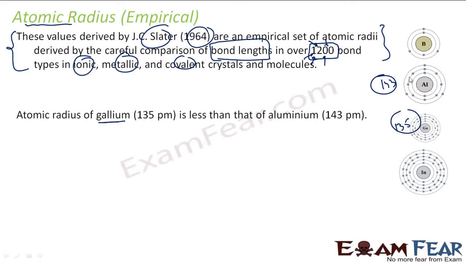So there was a break in the trend. Let's see why this size is less. Let's first try the electronic configuration, because that gives a good picture of what the atom is. If you see the aluminium, its atomic number is 13 here and this is 31. So aluminium is 13, let's write the electronic configuration.